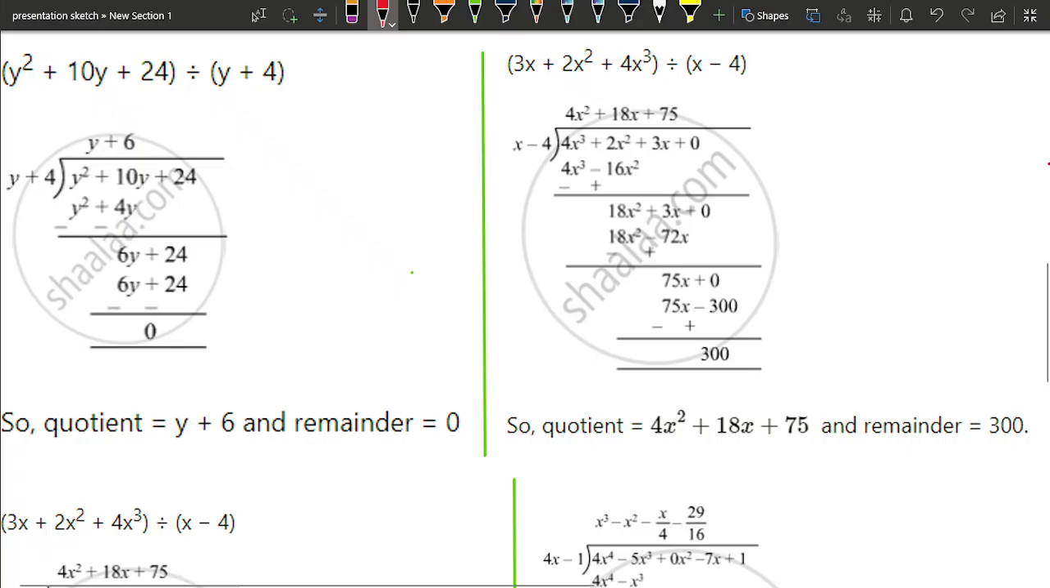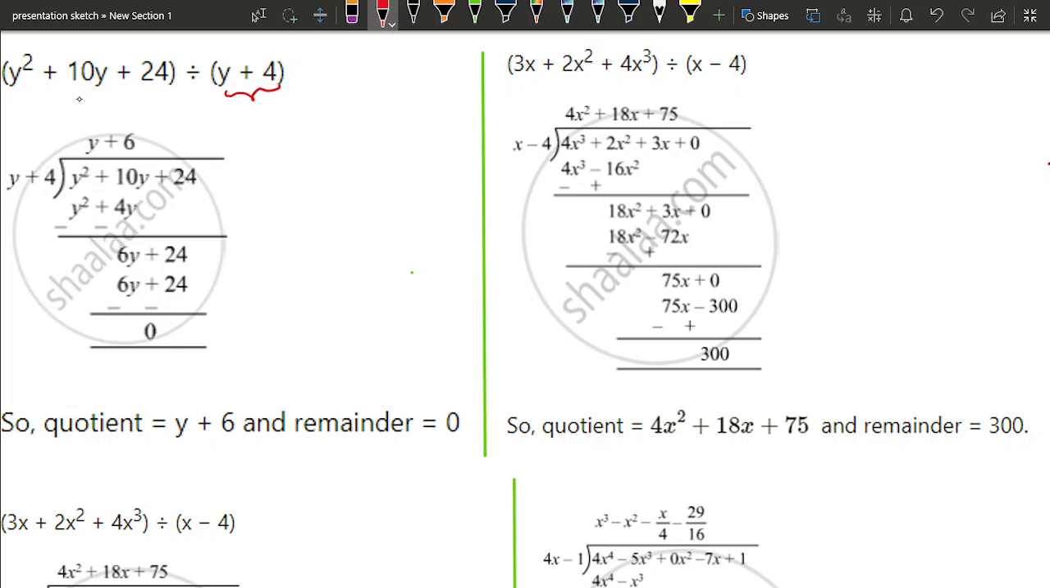Okay, here are a few sums from the same exercise, but the divisor here is not a polynomial, or you can say it is a binomial. As you can see, this divisor y plus 4 is a binomial. There are two terms. So I'm going to explain these four sums again, and the remaining sums you are going to solve and send me a photocopy of that through WhatsApp.